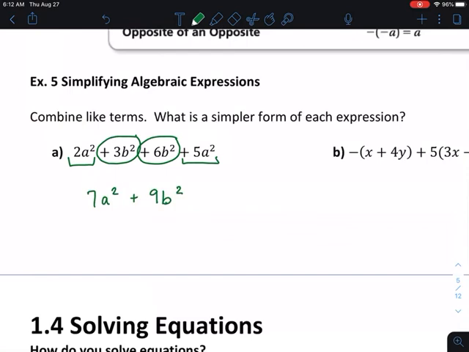I had 2 of those things and 5 of those things. I have 7 of those things. I had 3 of those things and 6 of those things. I have 9 of those things. Those things don't change. That would only change if you were doing some sort of multiplication between those.